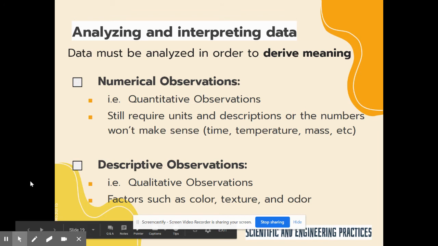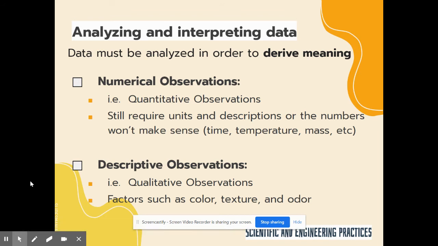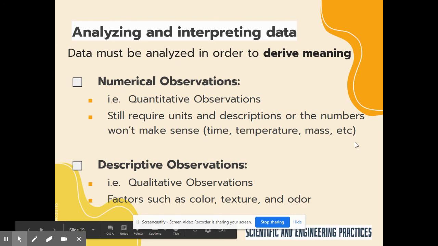A question that would get more of a numerical observation would say, do the types of fat used in cake change the mass of it, increase or decrease the mass? And then you would have a numerical observation.